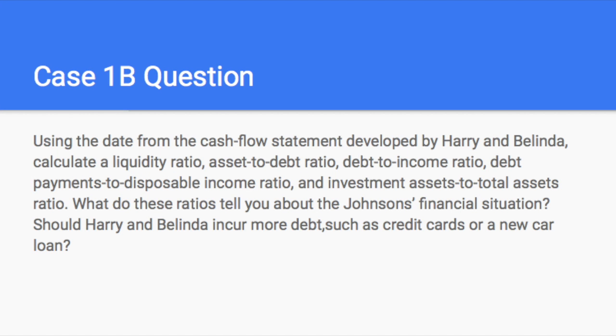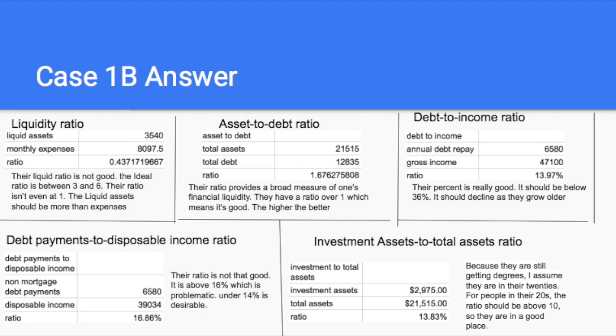Our Case 1B question is, using the data from the cash flow statement developed by Harry and Belinda, calculate a liquidity ratio, asset to debt ratio, debt to income ratio, debt payments to disposable income ratio, and investment assets to total assets ratio. What do these ratios tell you about the Johnsons' financial situation? Should Harry and Belinda incur more debt, such as credit cards or a new car loan? And Emmett will answer some of these questions.